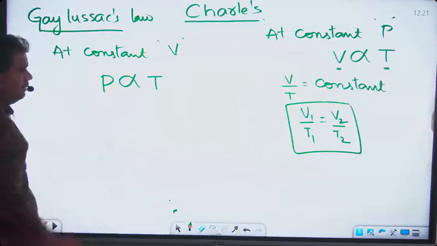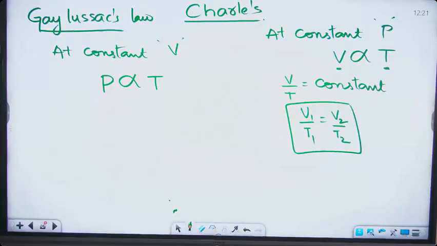at constant volume, the pressure of any gas is directly proportional to the temperature. Volume must not increase, volume must remain constant, but if temperature increases, pressure must increase. Any example for this?